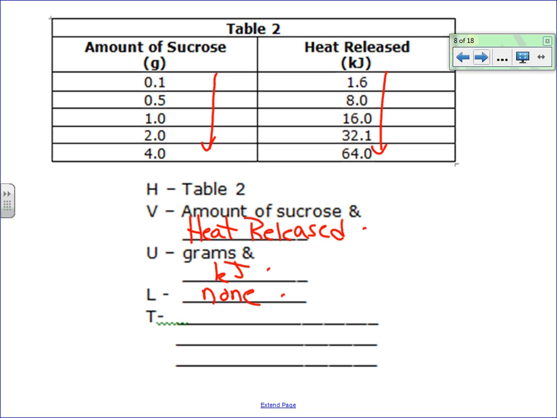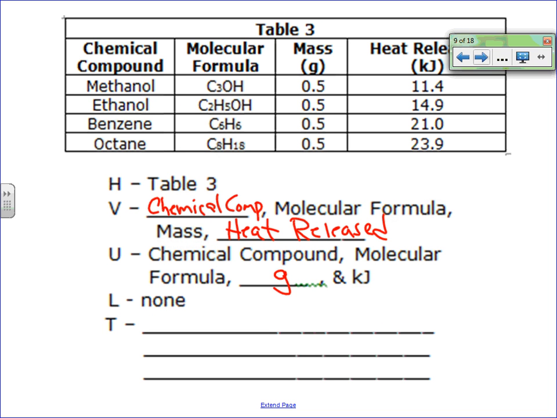Yeah, I mean, in this one, this is probably the biggest trend to pull out because you could also say when there's more sucrose, there's more heat released, but you kind of covered that with your variable relationship. Last but not least, let's take a look at this one here. Did anyone come up with a relationship here?